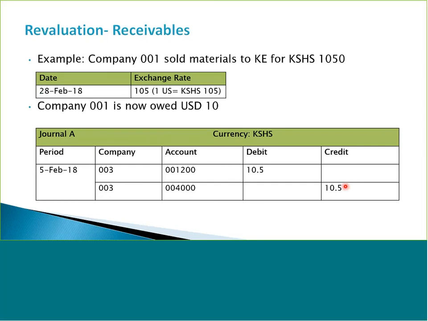However, on the 28th of February, when they are running their financial reports at period end, the exchange rate is $1 for every 105 Kenya shillings. So in light of this exchange rate, Maskani is now owed less by this company, right? Because the dollar has strengthened against the Kenya shilling. So now 1,050 Kenya shillings is worth $10. But remember, on 5th February, we entered the amount as $10.50, okay? So what happens?